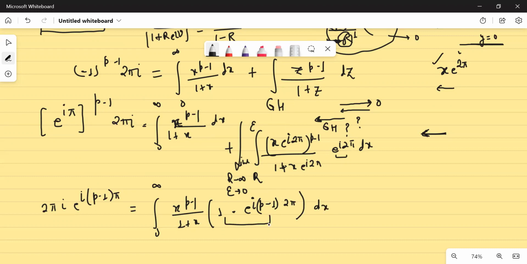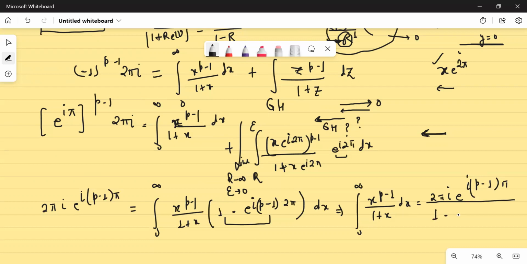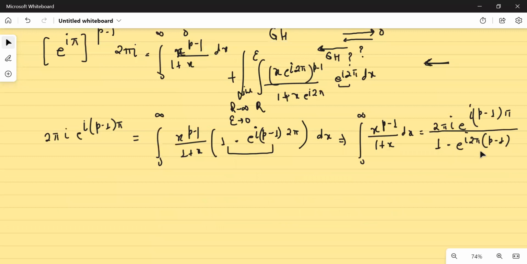So what you can do, this is simply a constant. You can simply put it here, and this will give you this integral where we were interested initially. So we were interested in finding this integral x to the power p minus 1 upon 1 plus x dx, and which eventually comes out as 2 pi iota e to the power iota pi times p minus 1, divided by 1 minus e to the power iota 2 pi times p minus 1. Is that clear?